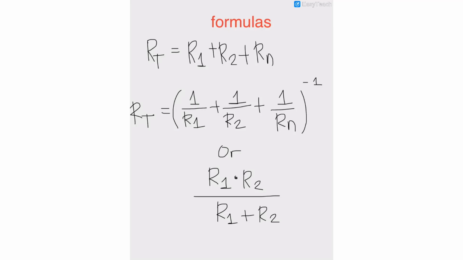So how was this formula derived? Suppose that we have this type of circuit. This is R1 and this is R2. How can we derive the formula right there? It will be just like this.